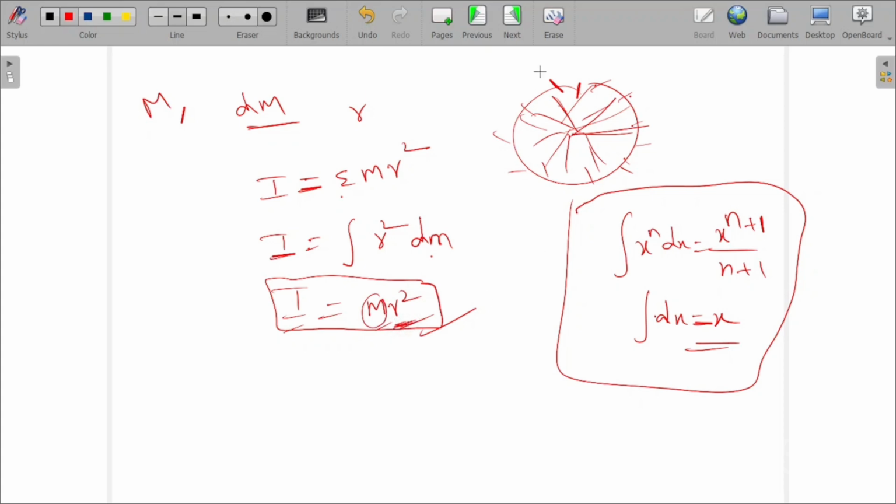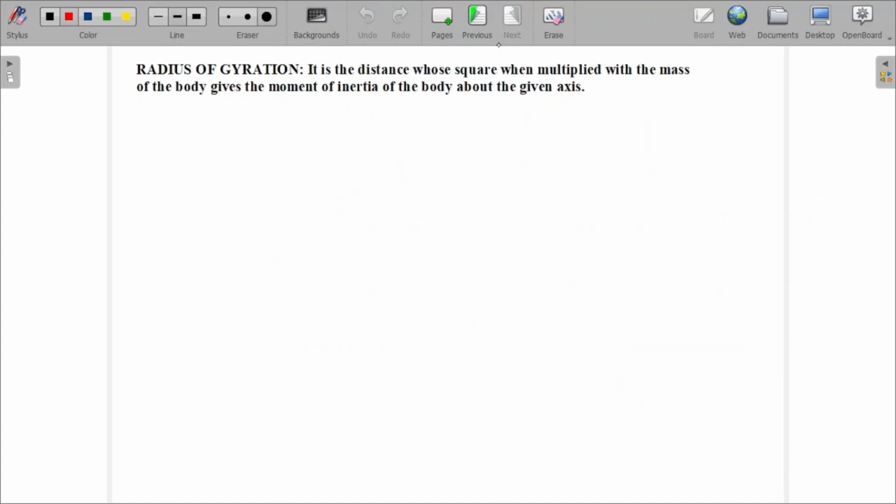Next, radius of gyration. It is the distance whose square, when multiplied with the mass of the body, gives the moment of inertia. Radius of gyration is denoted with k. Let's consider this is the axis of rotation, and here is the body making rotations with respect to this axis. Consider the total mass concentrated at this point. This total mass, at some distance from the axis of rotation, that distance is called the radius of gyration.